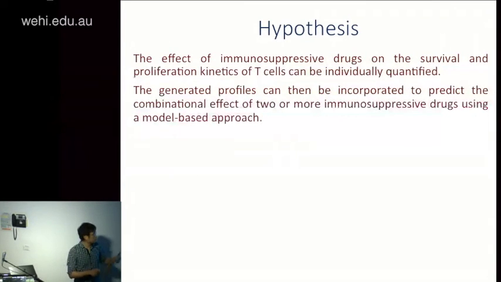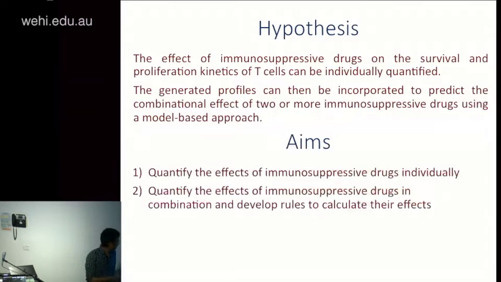In order to test these hypotheses, for my current project, we have 2 aims. The first aim is that we quantify the effects of the immunosuppressive drugs individually, and then next, utilizing the profiles that are generated, we also quantify the effects of the immunosuppressive drugs in combination and develop rules to be able to predict their effects in combination.